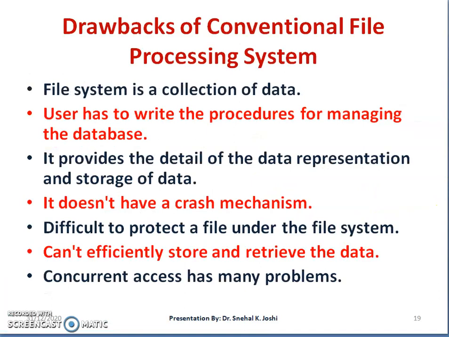Now, let us talk about drawbacks of conventional file processing system, because normally when you store any detail using any kind of file processing system, you are storing the data in sequential manner. For example, if I want to store information about 100 students, their roll number, their name, their address, and their phone number, and I store them using a file system, I am storing the data in sequential manner. So a file system is a collection of data where I can store them in sequential manner.